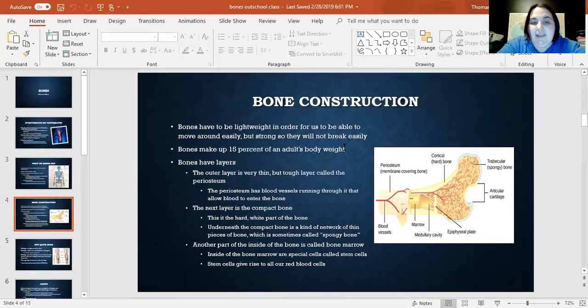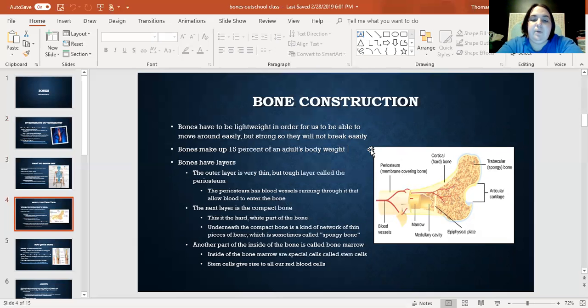They have different layers. The outer layer is really thin, but it also has a tough layer called the periosteum, and that has blood vessels running through it that allow blood to enter the bone and exit the bone. The next layer is compact bone, which is the hard white part of your bone. And then underneath the compact bone is a network of thin pieces of bone, which is called spongy bone.